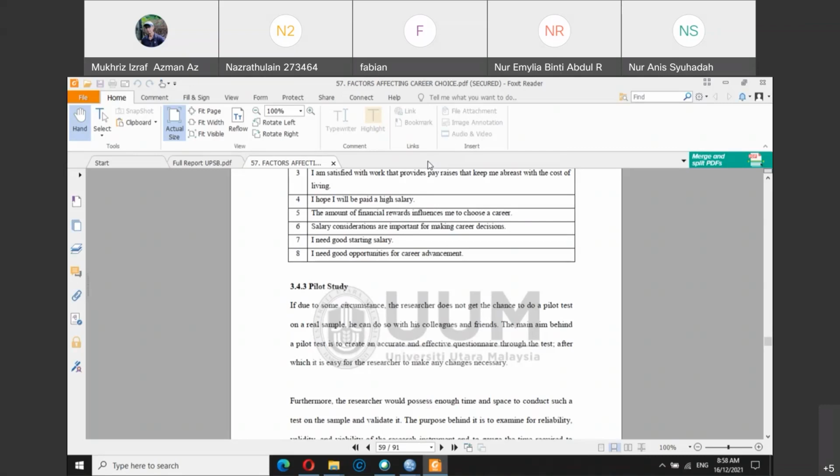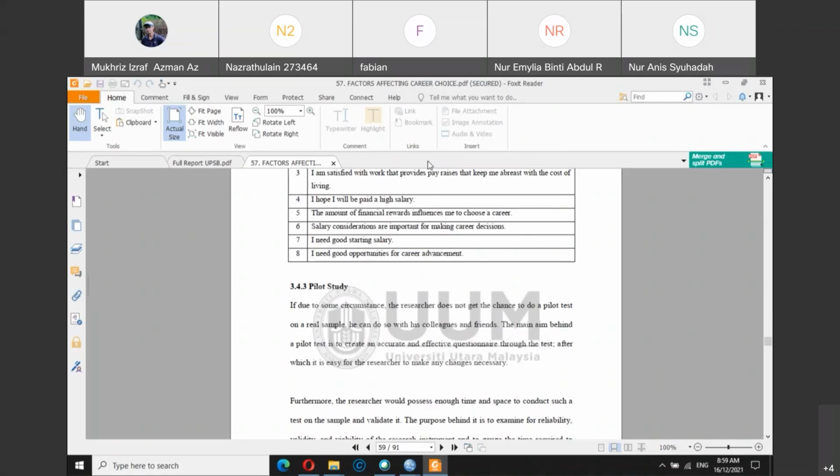So the best thing, of course, is to find studies that were done on the Malaysian population, done in Malaysia using Malaysian samples, especially if you're focusing on students as your respondents. So find articles and theses that focus on students as the respondents, so that it's easier for you to have the right questions to ask.